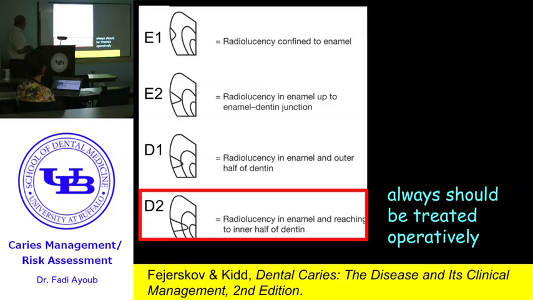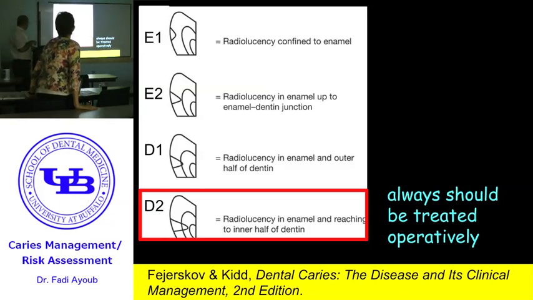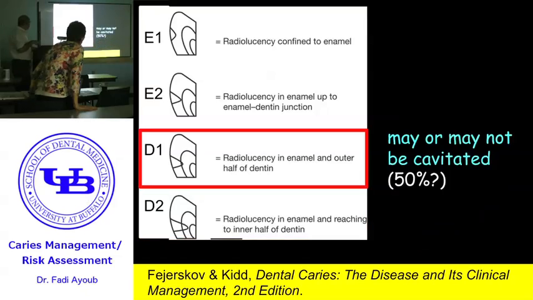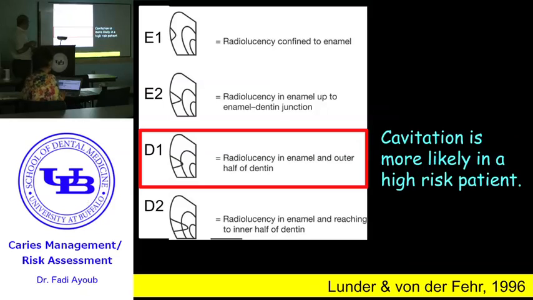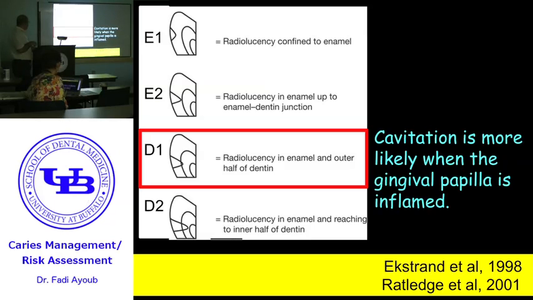This diagram shows a lesion that should always be treated operatively, when you can see it is all the way in D1, penetrated into the dentin, may or may not be cavitated, about 50% they're saying. The cavitation is more likely in high-risk patients. The cavitation is more likely when the gingival papilla is inflamed. If you see the gingiva here, that means probably there's accumulation of food because it's cavitated.